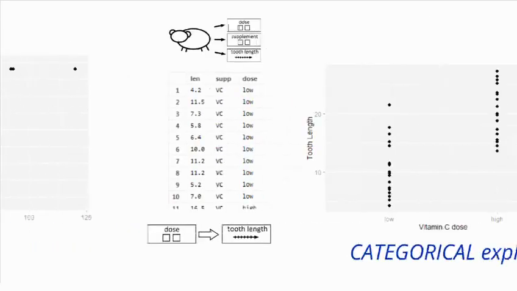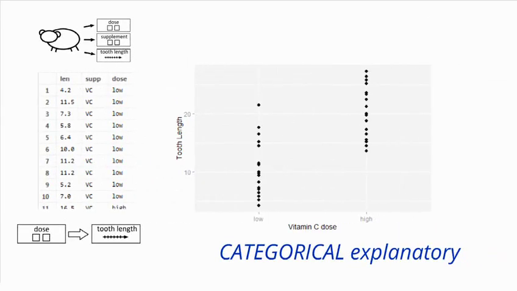So that's my second kind of graph. I have a categorical explanatory variable and a numerical outcome variable. This particular graph is about guinea pigs. Guinea pigs were given a vitamin C supplement daily. They either had a vitamin C tablet, which is VC, or orange juice.